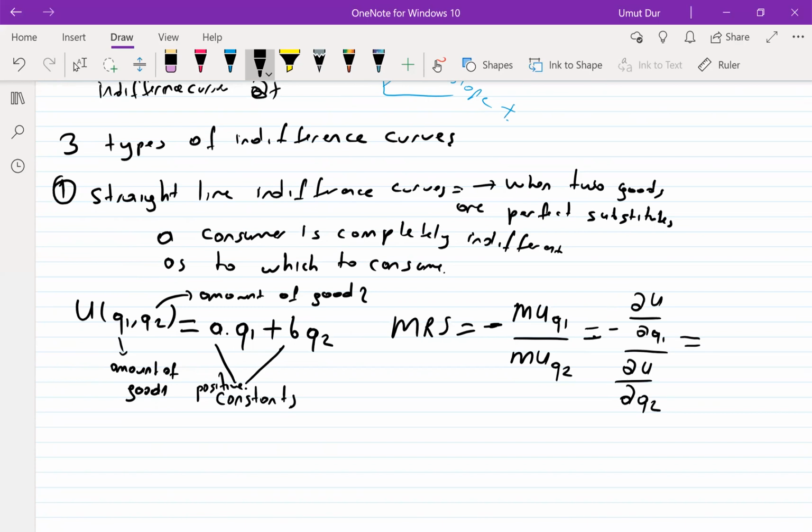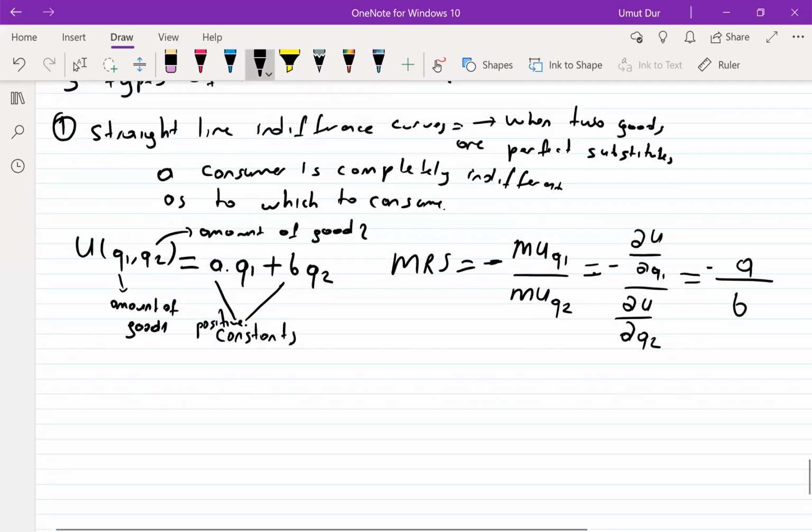Let's think about it one more time. I'm just taking the derivative of this function with respect to q1 and q2. If I take the derivative with respect to q1, it will be a, and if we take the derivative with respect to q2, it will be b, so it will be minus a over b. This ratio can be 1, it can be 2, whatever a and b are. So you will have that ratio, and it will basically tell you which one is giving you higher utility.